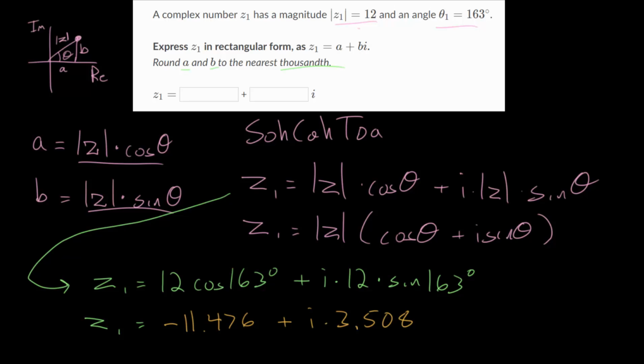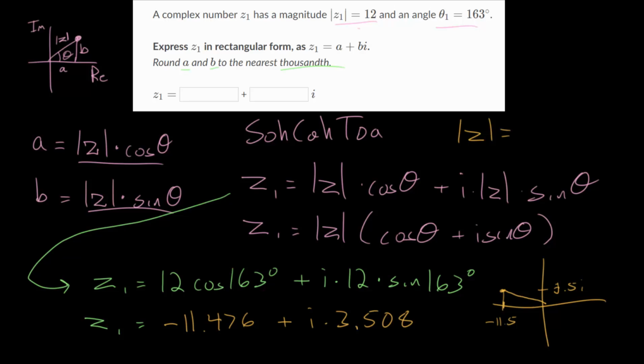3.508. And the way to quickly check this is to sketch this number on the complex plane. It has a real part of about minus 11.5, and it has an imaginary part of about 3.5i. So it should be right about here in the complex plane. And we can figure out its magnitude by using the formula for the magnitude, essentially using the Pythagorean theorem if we drew a quick right triangle here.